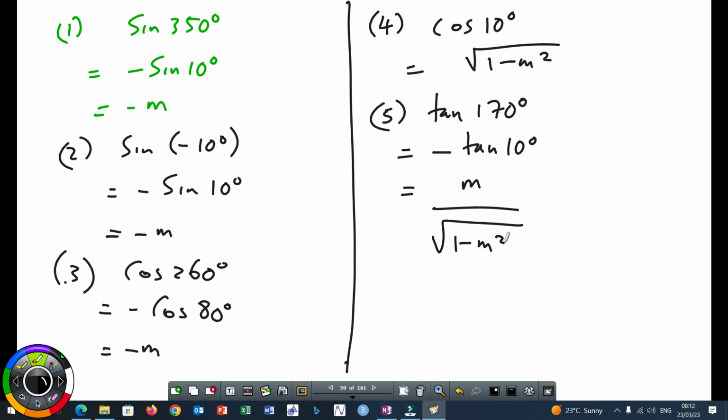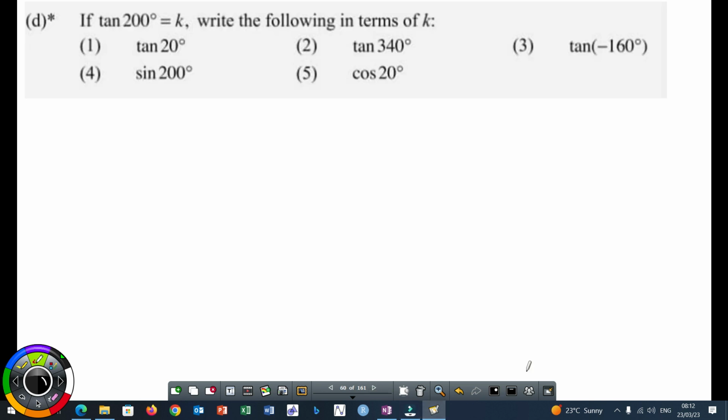Okay, let's put the negative. So, we add our negative there. Okay, the answer is negative m divided by the square root of 1 minus m squared.